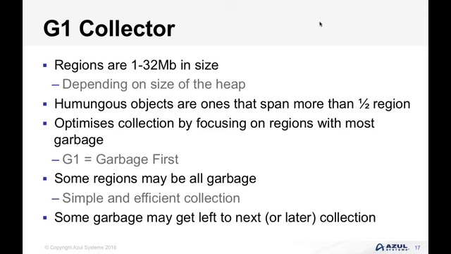So the way that the G1 collector works is that for every run of the garbage collector, it may not collect all of the garbage, but that's only from the point of view of performance. It doesn't mean that garbage will be left behind indefinitely. It's only if it needs to be done for performance reasons. The garbage collector will still track all the references and will still know what is garbage and what is live data.